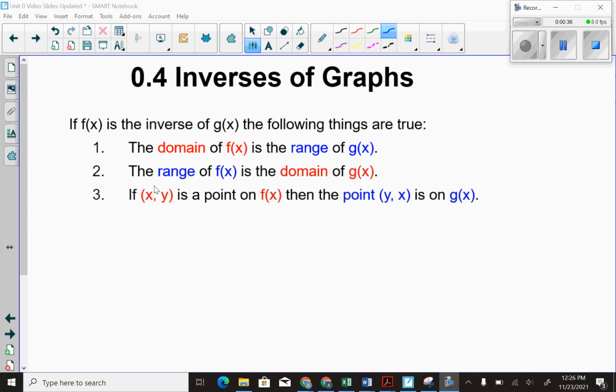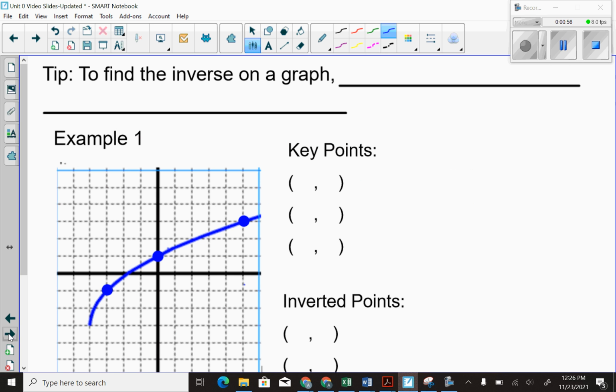And if (x, y) is a point on f of x, then the point (y, x) is on g of x. So that means our x and y coordinates are switching when we go from our original function to our inverse. So that is going to help us find the inverse of a graph.